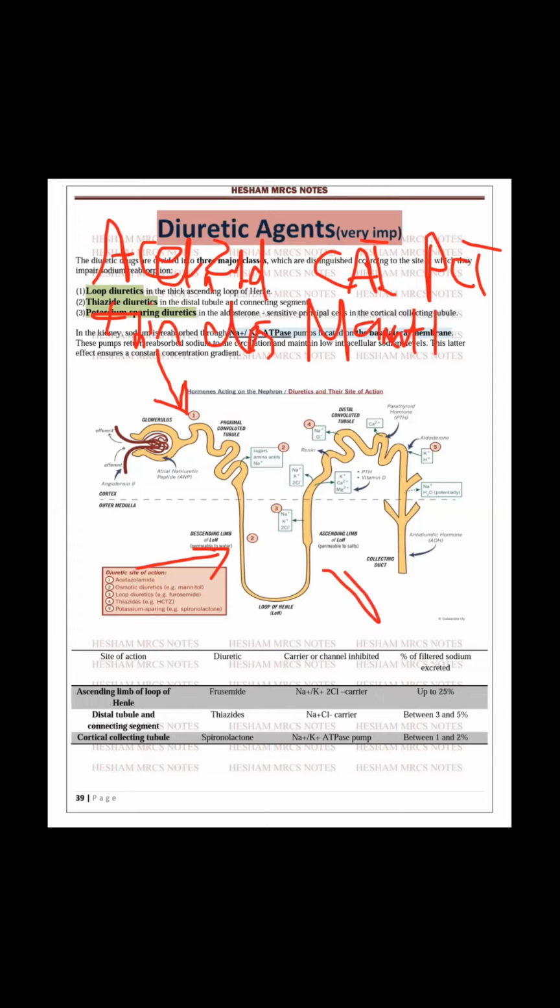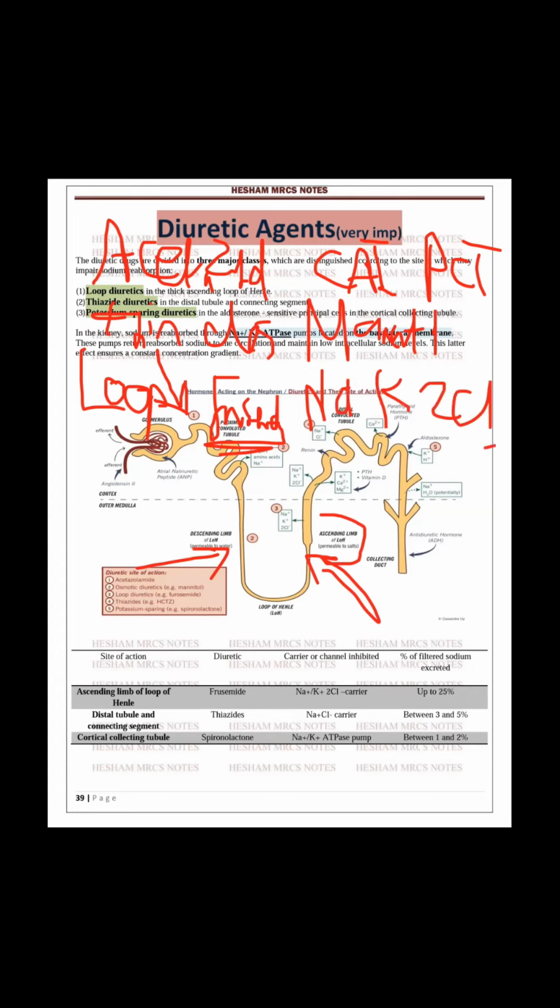The third one is called the loop diuretic. What is the loop diuretic? It is furosemide, in some books Lasix. Furosemide acts on the thick ascending loop of Henle by acting on the sodium, potassium, 2-chloride channel. While the distal convoluted tubule and its junction with the collecting tubule is the site of action of aldosterone. It will act on the potassium and hydrogen channel.